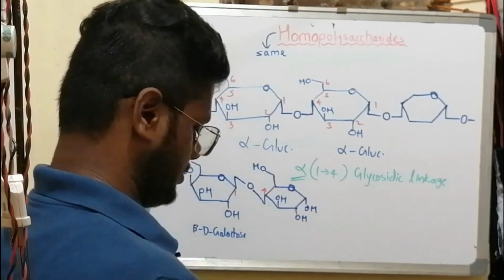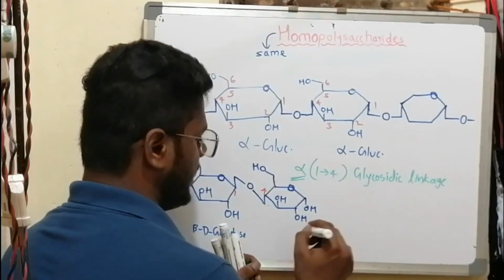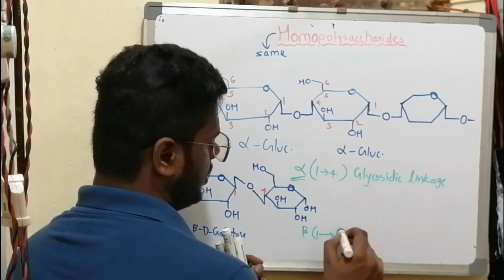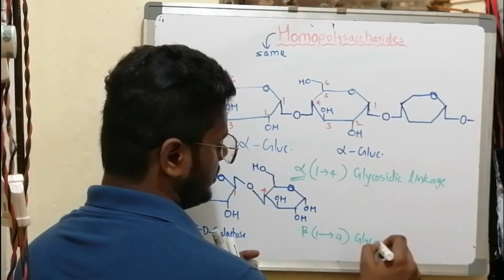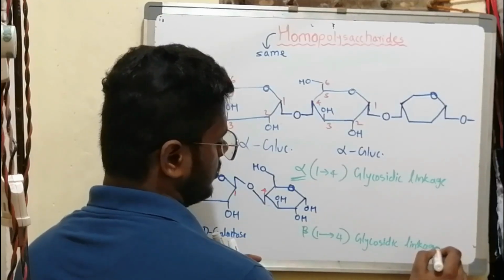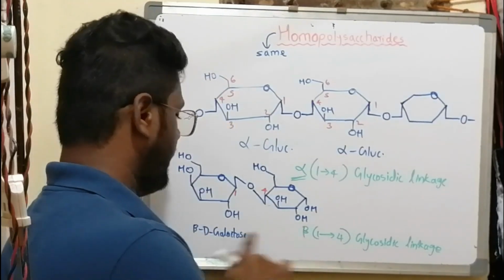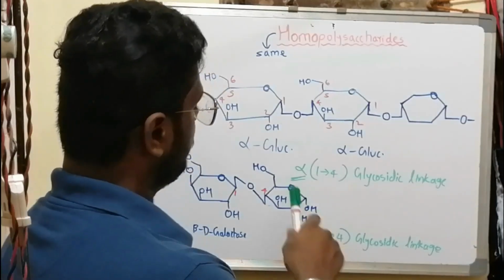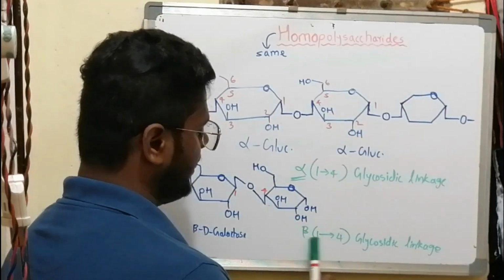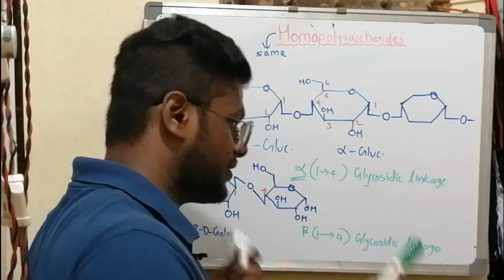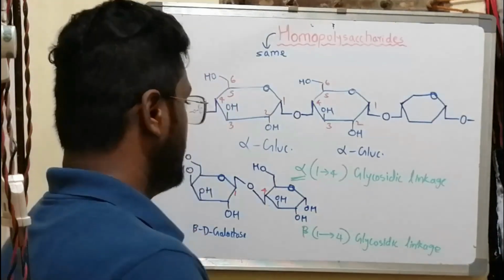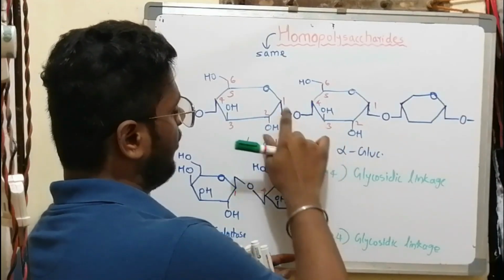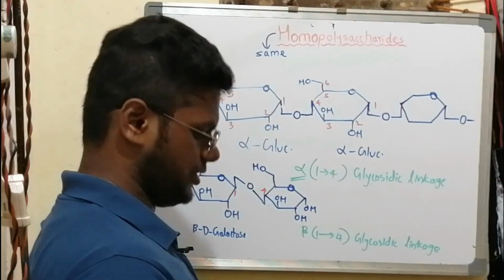What is this? Beta D galactose. This is beta 1,4 glycosidic linkage, and we are joining beta D galactose with alpha glucose. What are we forming? We are forming lactose. So this was alpha 1,4 glycosidic linkage, beta 1,4 glycosidic linkage. We have discussed both the types of glycosidic linkages, and this 1 and 4 is because we have formed the glycosidic bonds between the 1 and 4th position.